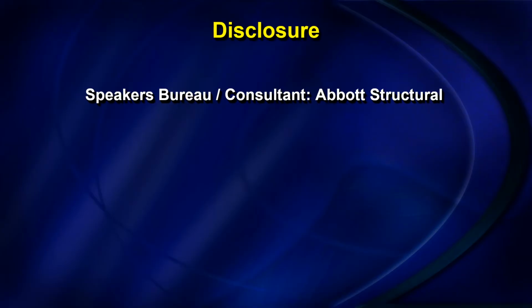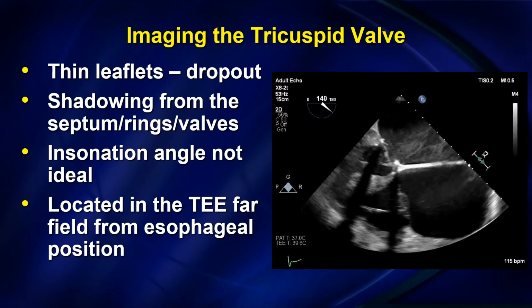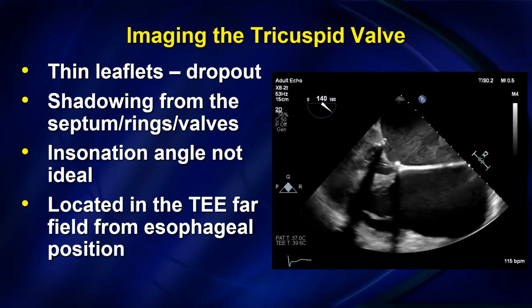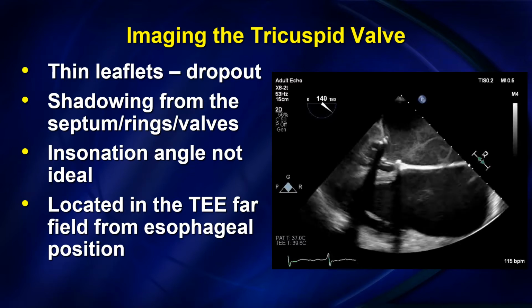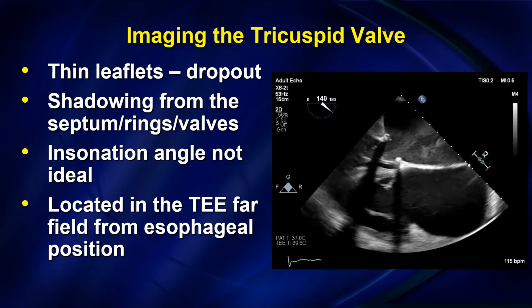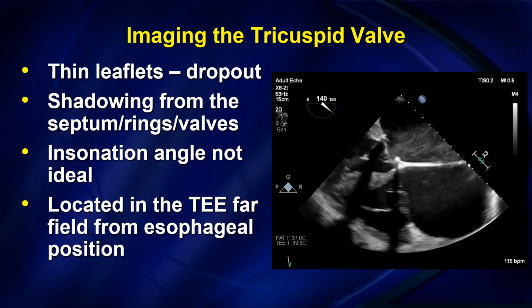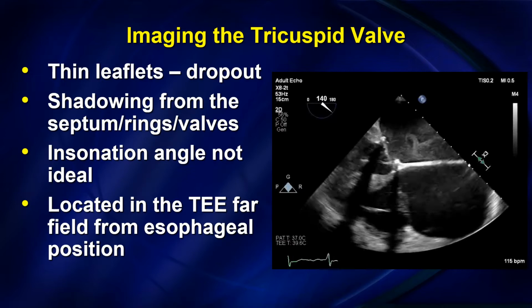Here's my disclosure slide. Tricuspid valve imaging is much more difficult than the mitral valve. The tricuspid valve leaflets are thin, there can be shadowing from the atrial septum, mitral annuloplasty rings, or mitral or aortic valve prostheses. The leaflets are not perpendicular to the insonification beam, and the valve is located in the far field from the esophageal position.